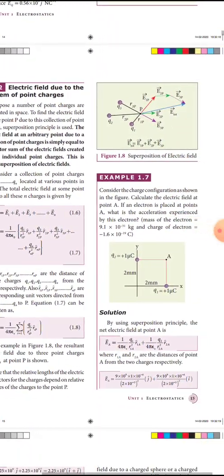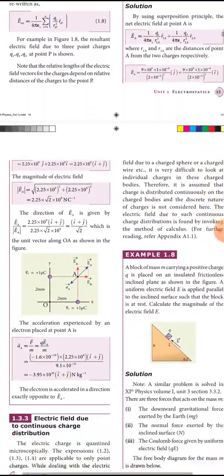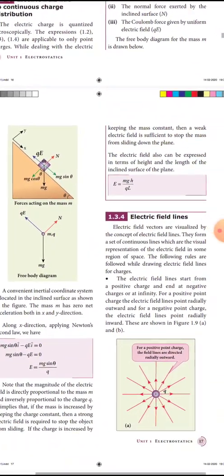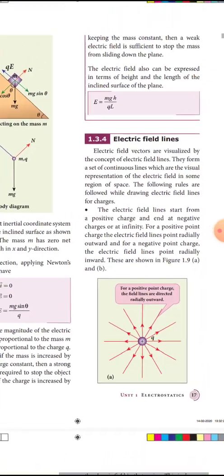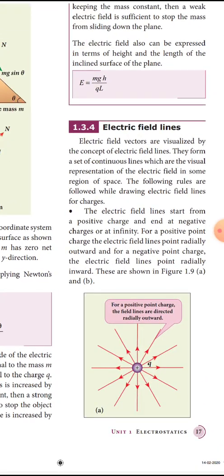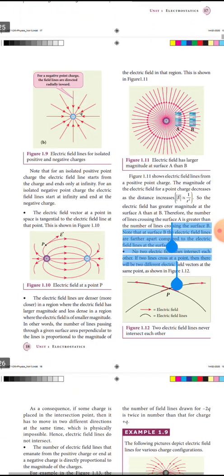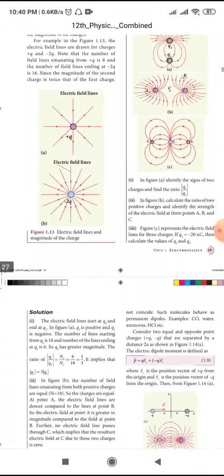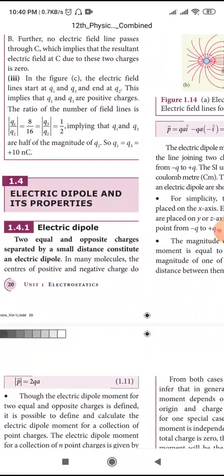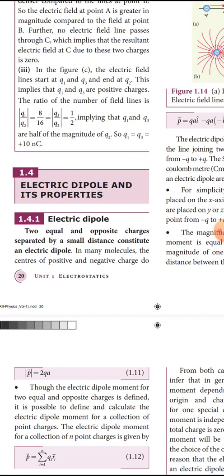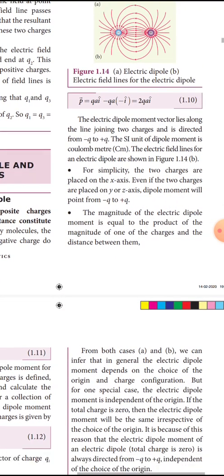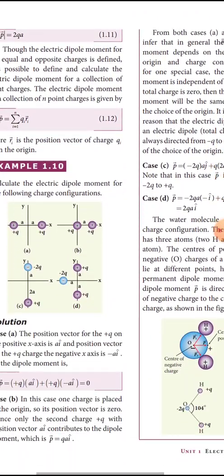Then electric field due to a system of point charges, and you have to study what electric field lines are and the properties of electric field lines. The properties are given. And electric dipole. What is an electric dipole? A dipole is two equal and opposite charges separated by a small distance. That constitutes the electric dipole.